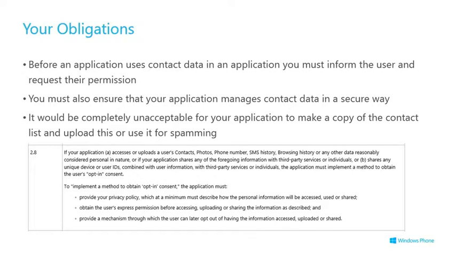There's a box there that you probably can't read at home. It is one of the certification application requirements, which reads: if your application accesses or uploads a user's contacts, photos, phone number, SMS history, browsing history, or any other data reasonably considered personal in nature, or if your application shares any of the foregoing information with third-party services or individuals, or shares any unique device or user IDs combined with user information, and so on, the application must implement a method to obtain the user's opt-in consent.